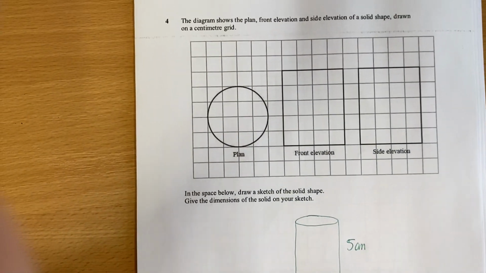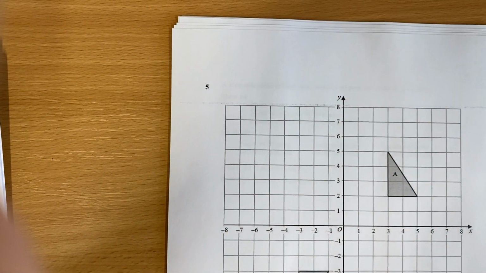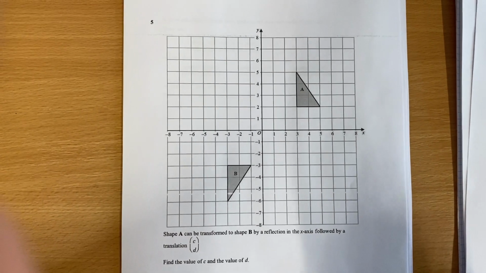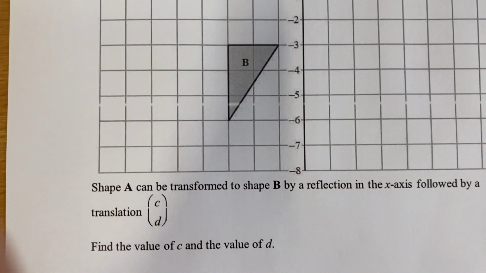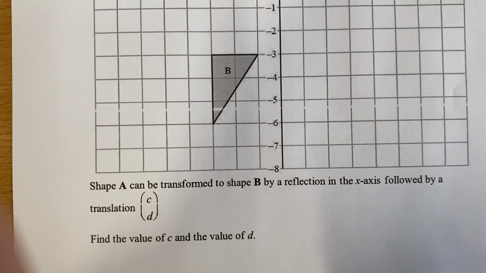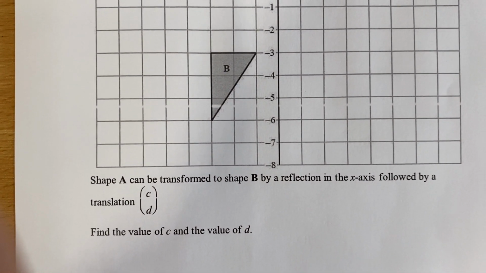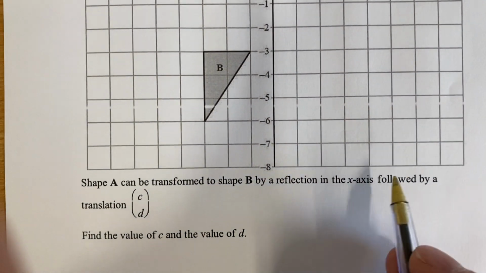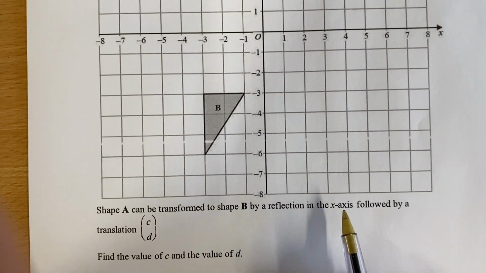Okay, so let's now go to the next question. Question 5. Oh, wow, look at that, big page. It says here, shape A can be transformed. Transformed is a whole range of things. You can do translation, enlargement, rotation, reflection. They're all forms of transformation. This one says it's a reflection in the x-axis.